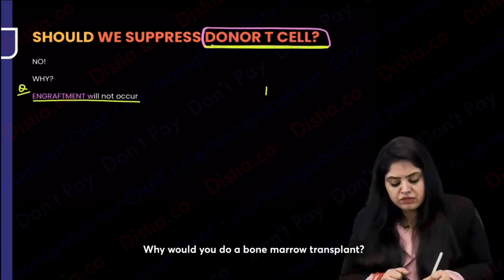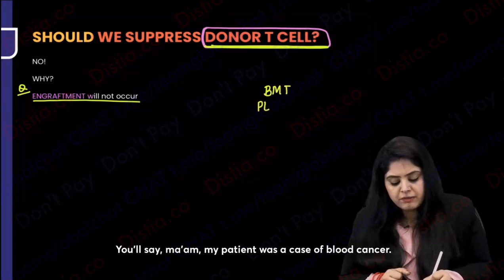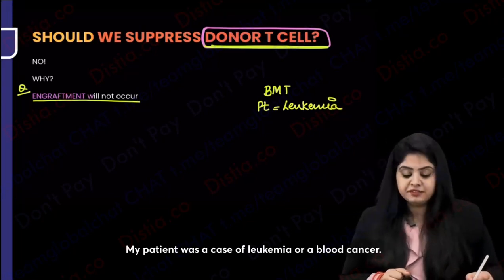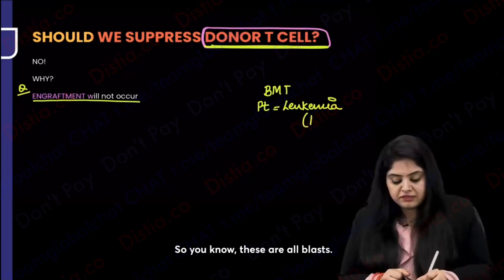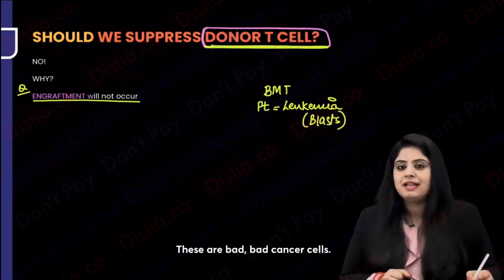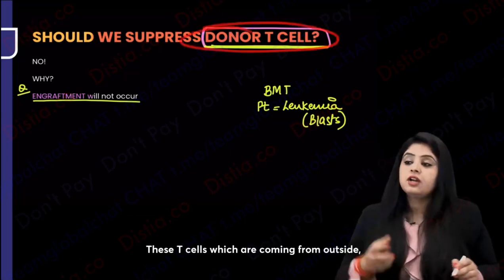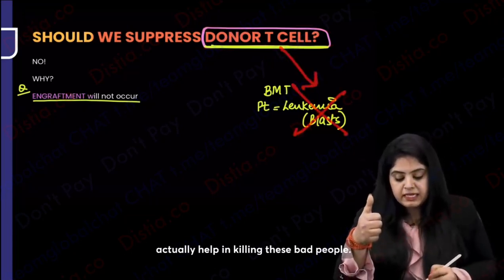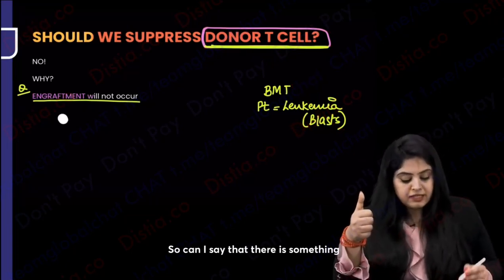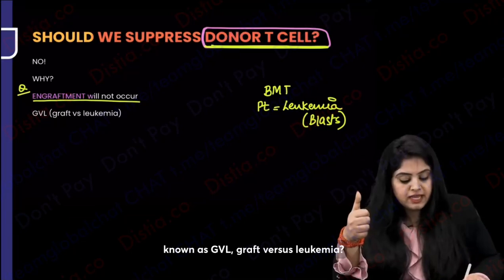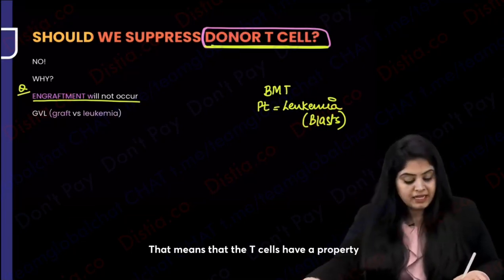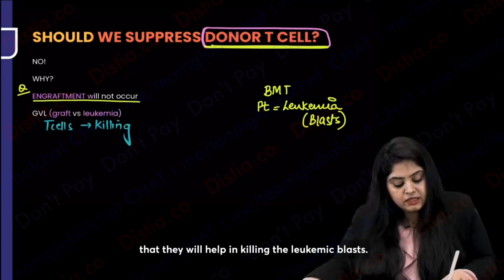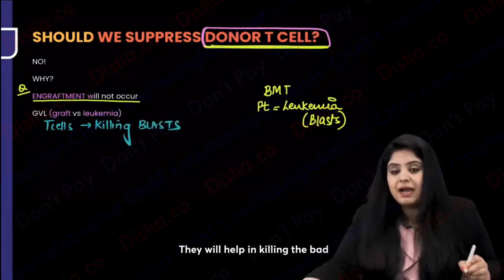Secondly, just think, say it's a bone marrow transplant. Why would you do a bone marrow transplant? What is your patient suffering from? You'll say, ma'am, my patient was a case of leukemia or a blood cancer. So these are all blasts. These are bad cancer cells. These T cells which are coming from outside, they are normal, which means they will actually help in killing these bad people. So can I say that there is something known as GVL, graft versus leukemia? That means that the T cells have a property that they will help in killing the leukemic blasts, the bad men in the recipient.